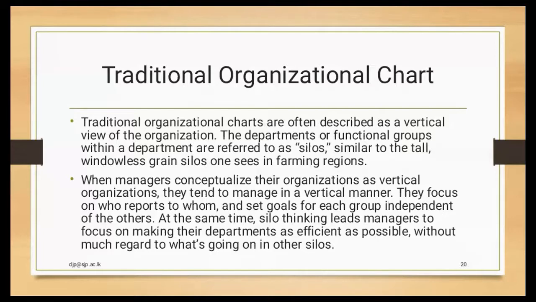structure, right? So here again we say when managers conceptualize their organizations as vertical organizations, they tend to manage in a vertical manner. They focus on who reports to whom and set goals for each group independent of the others. So when it comes to the marketing department, they are pretty much concerned with the affairs of the marketing department. So they report to their head, perhaps the manager of marketing, and they look after stuff within their department. They don't bother about the other functional areas like manufacturing, HRM, information systems, or whatever, right?